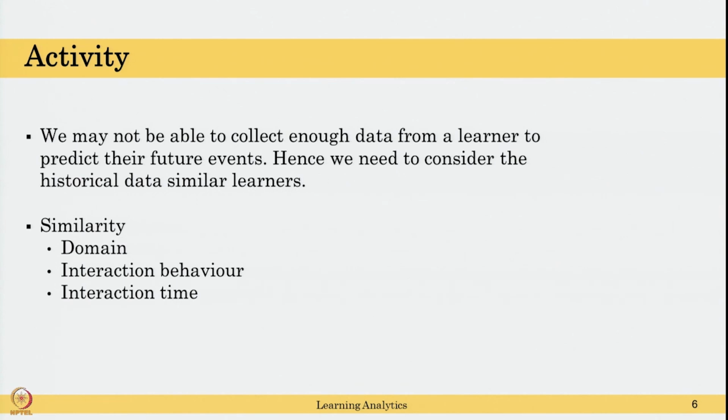Also the interaction time. It is not that in one year students interacted with the system for only 30 minutes, and next year you are collecting data and want to predict where the student is interacting for more than, say, 1 hour. So, make sure you have the same domain, similar type of interactions, and similar interaction time with the system. That kind of data can be used to predict future events.